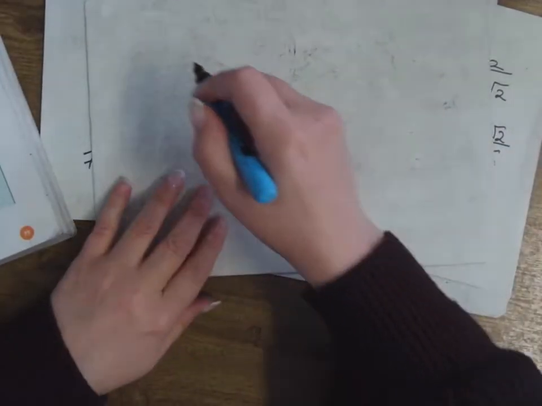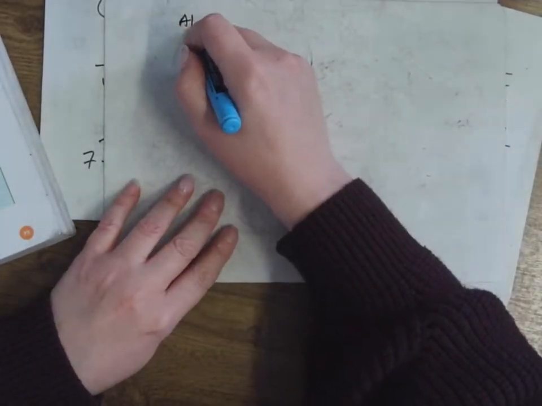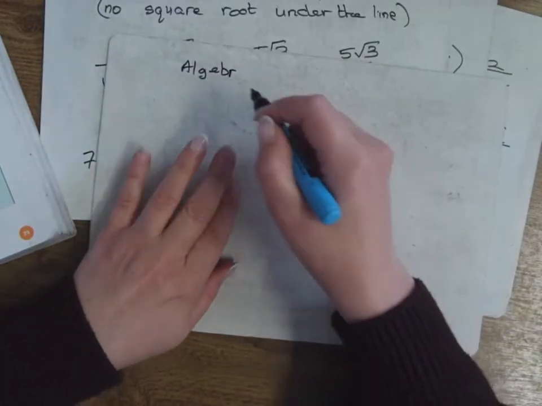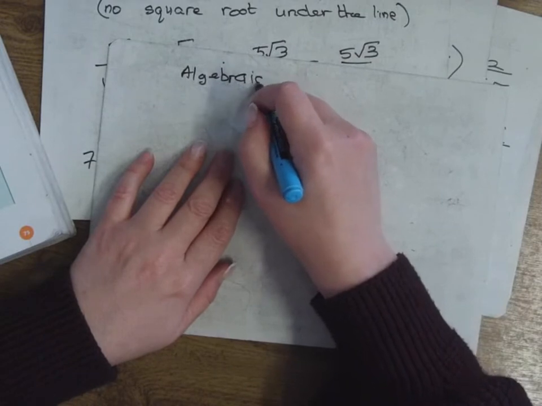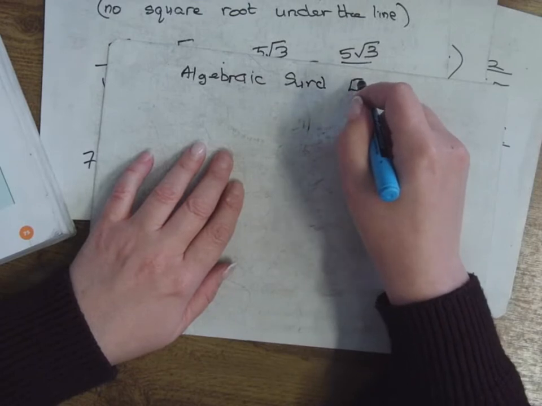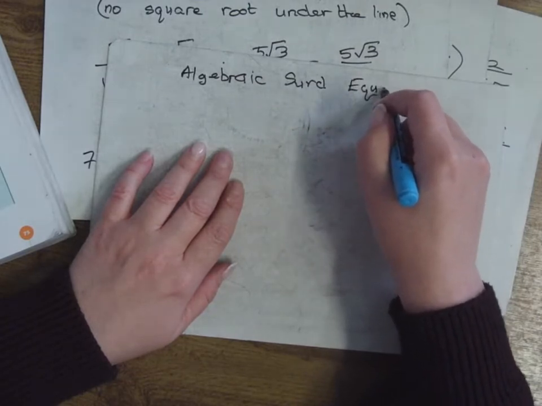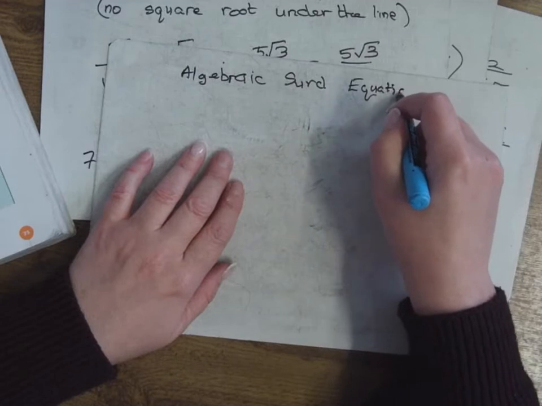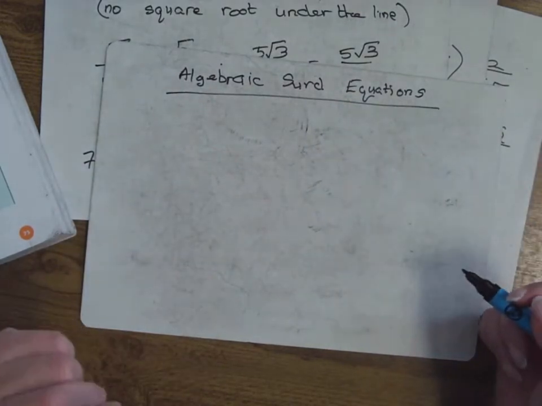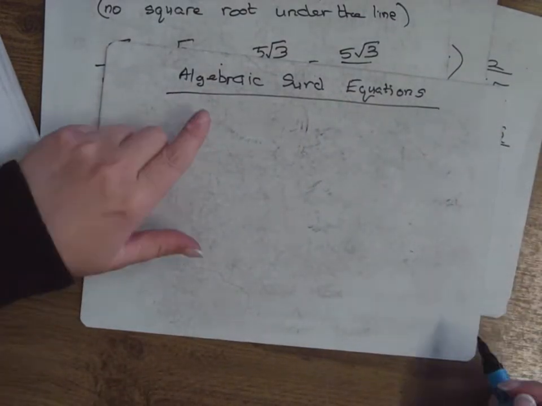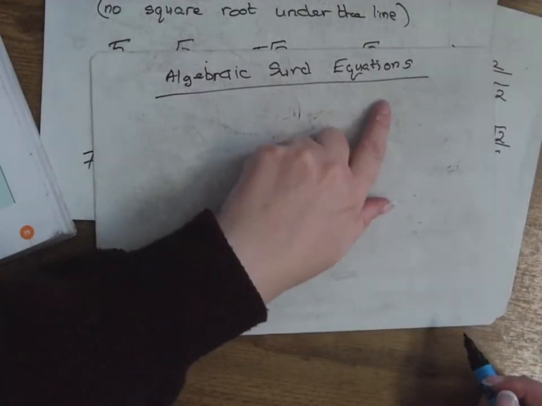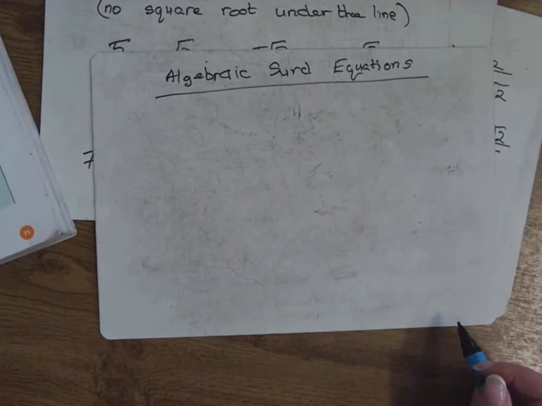Algebraic surd equations. So basically there's now going to be an X in it. Algebraic means there's going to be a letter, X, Y, A, whatever it is. Surd means there's going to be a square root sign, and equation means there's going to be an equal sign. So there's going to be a variable, a letter A, B, X, Y, whatever, there's going to be a square root sign, and there's going to be an equal sign.